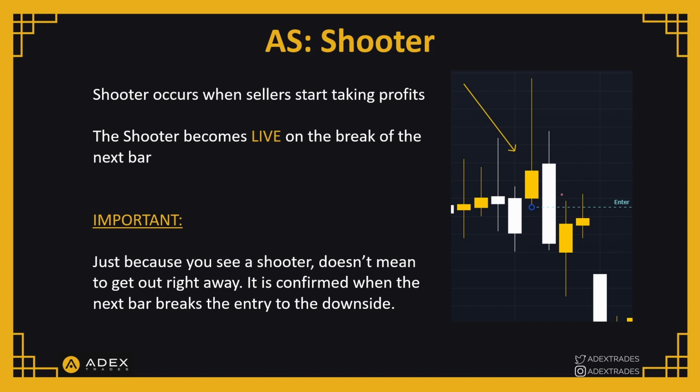All right, shooter. Shooter is pretty much the opposite. A shooter occurs when sellers start to take profits. The shooter becomes live on the break of the next bar. Just because you see a shooter doesn't mean to get out right away. It is confirmed when the next bar breaks the entry to the downside.